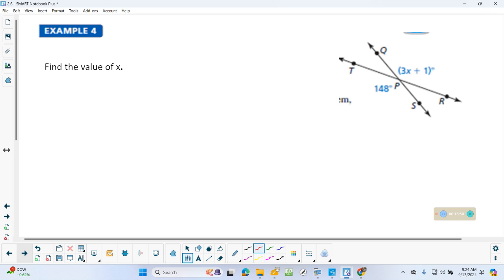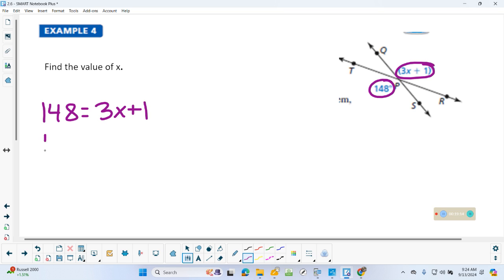Okay, got it. Find the value of x. All right, let's take a look at it. I'm looking at my angles here, the 3x plus 1 and 148. What type of special angle are those? Vertical angles. All vertical angles are congruent. So I'm just going to set that equal. I'm going to subtract 1 over. We'll be at 147. I use my subtraction property of equality. Can't help myself. Now I'm going to use division property of equality. Divide it, you get 49.